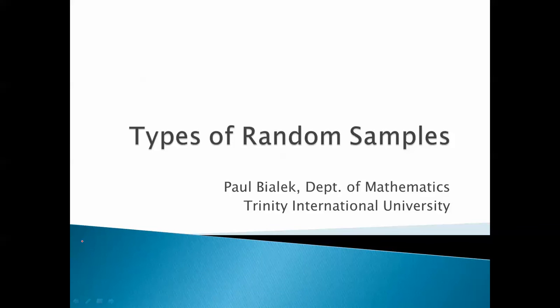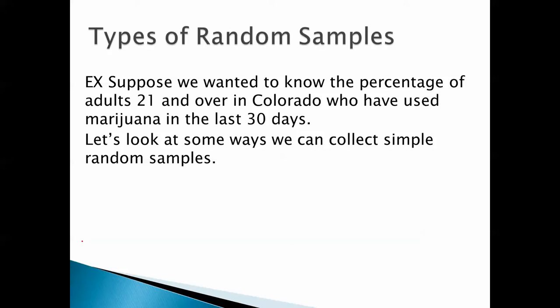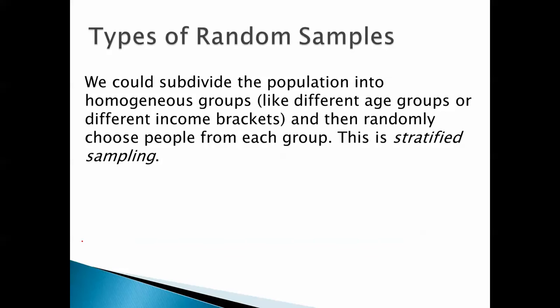Let's look at types of random samples. Again, suppose we wanted to know the percentage of adults 21 and over in Colorado who've used marijuana in the last 30 days. Let's look at some ways we can collect simple random samples.